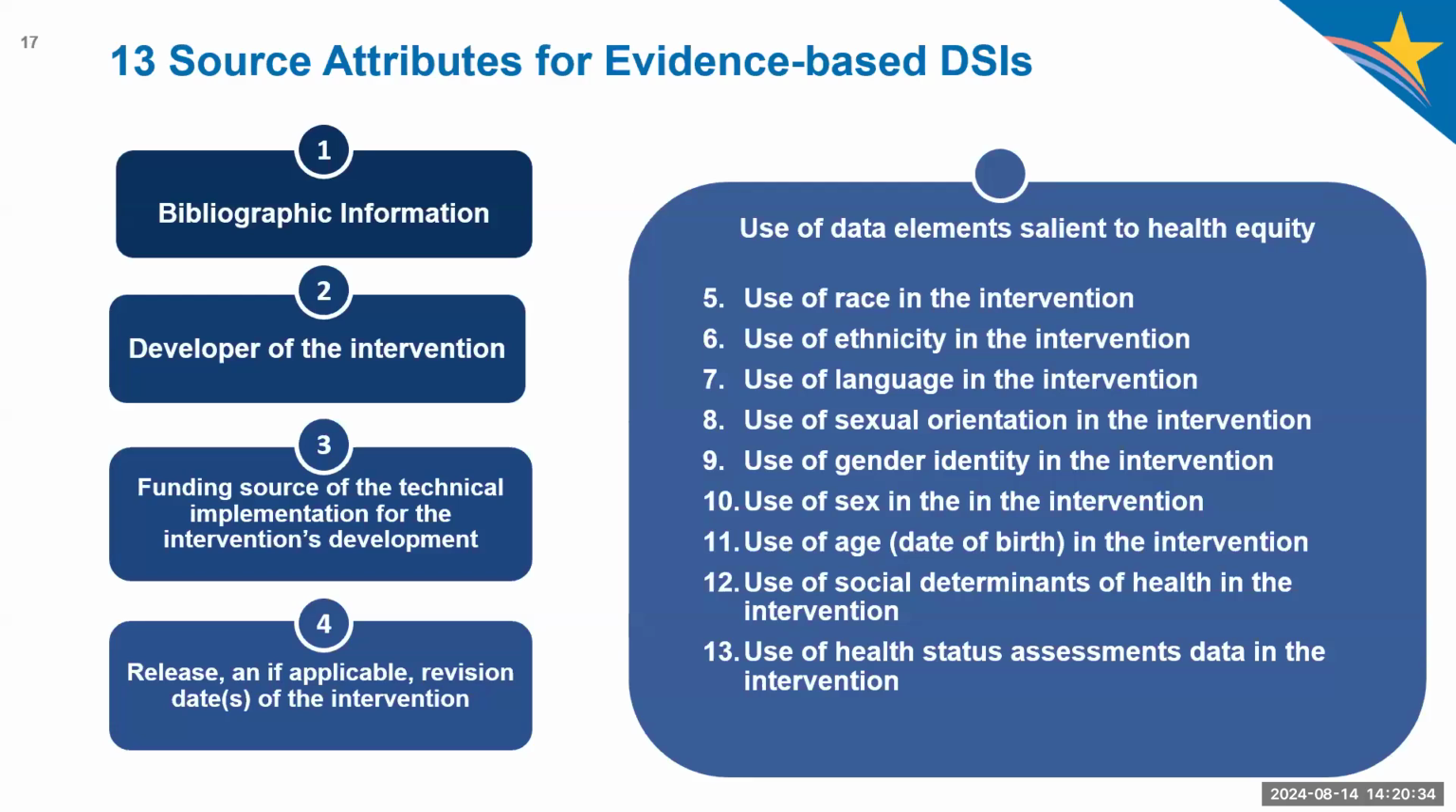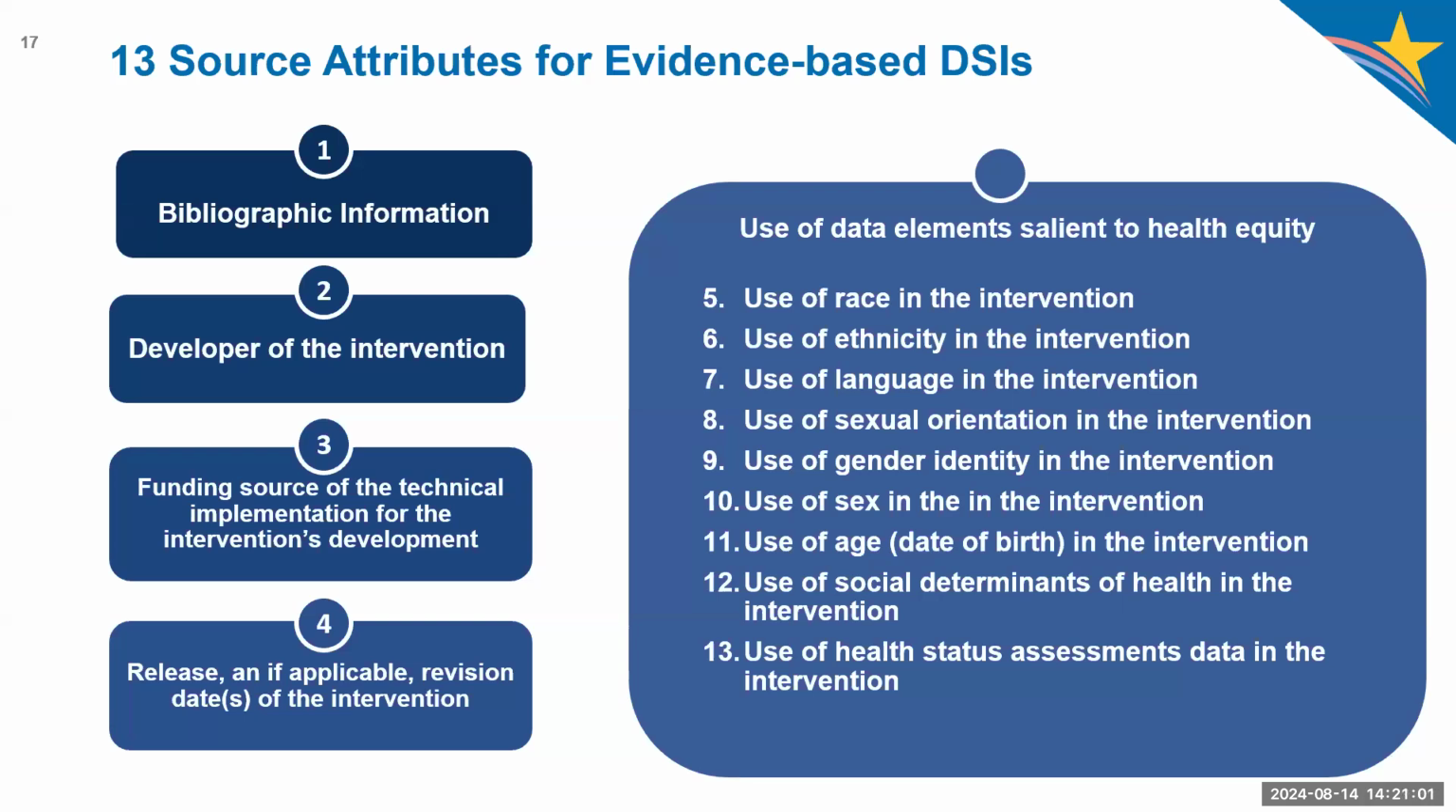So this is the 13 source attributes for evidence-based DSIs. Going to look a little further here. Those 4 listed on the left are consistent with the A9 CDS criterion. We have added an additional 9 source attributes. That's 5 through 13 on the right. Those are related to the specific data.